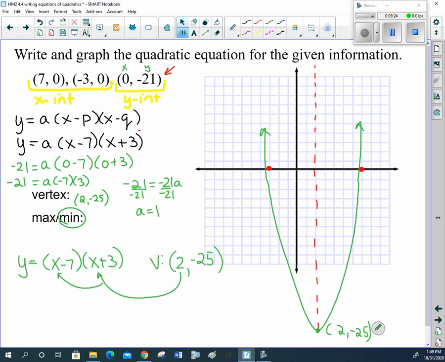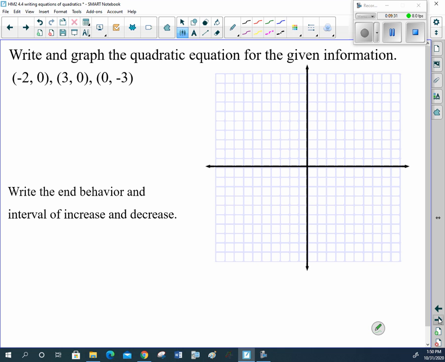So on all of these slides, guys, the key is going to be finding a first. We have to find out what a is. We have to find out how that parabola is stretching or shrinking, or if it's staying the same.